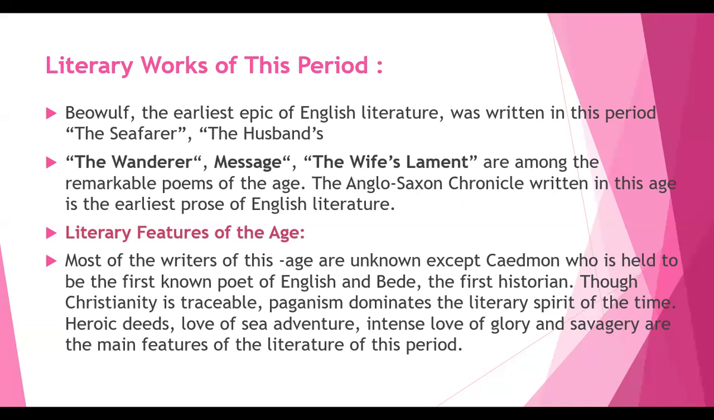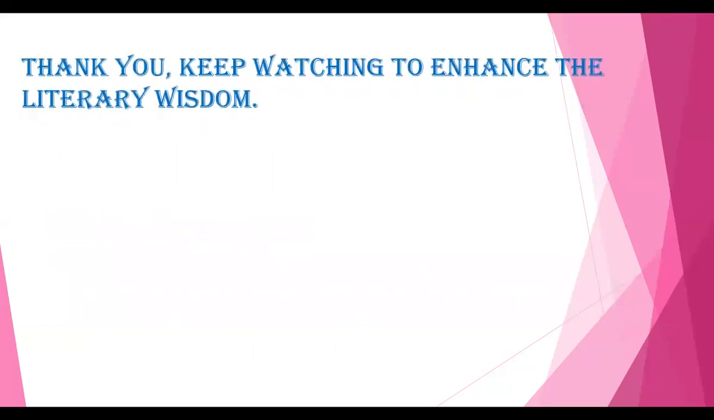Though Christianity is traceable, paganism dominates the literary spirit of the time. Heroic deeds, love of sea adventure, intense love of glory, and savagery are the main features of the literature of this period. So what are the main features of the literature of this period? There are a few elements which we need to remember: heroic deeds, love of sea adventure, intense love of glory, and savagery. Right. So these are the important features of the Old English or Anglo-Saxon period.